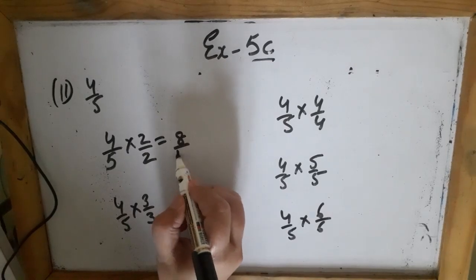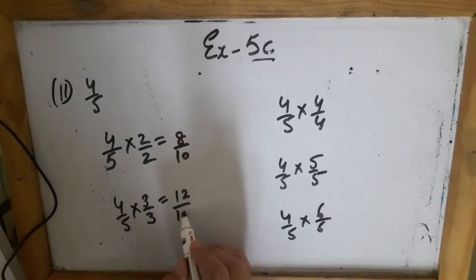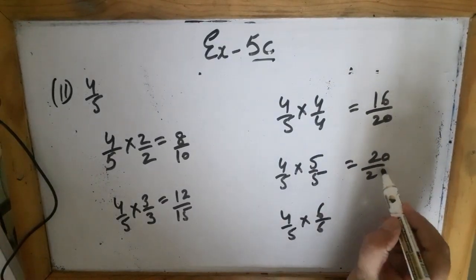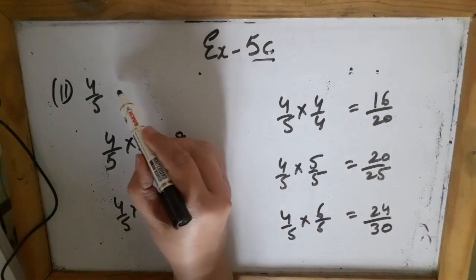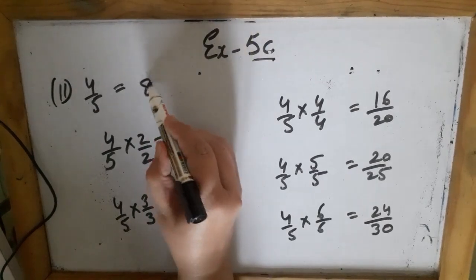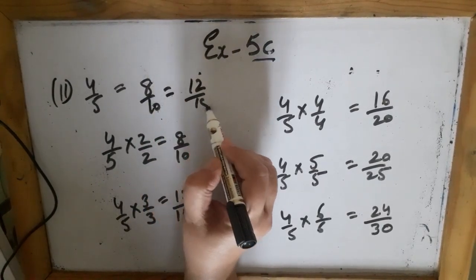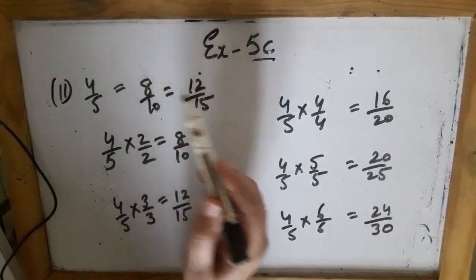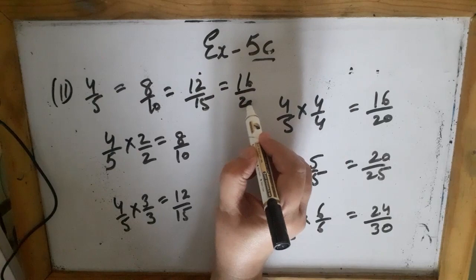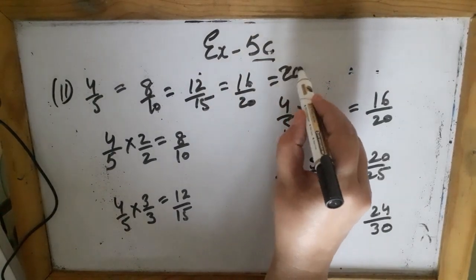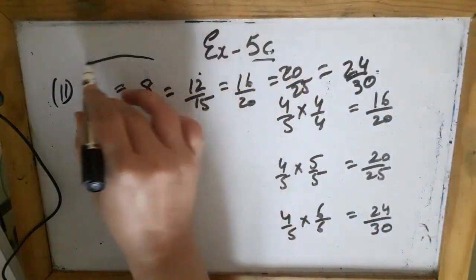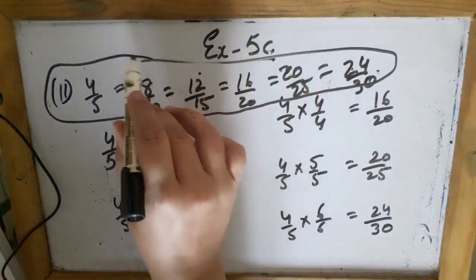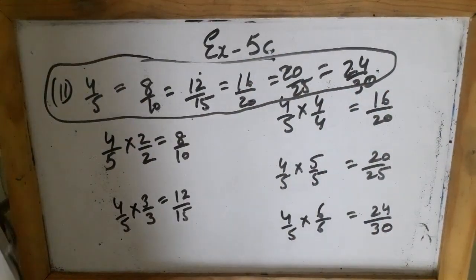4 2s are 8, 5 2s are 10, 4 3s are 12, 5 3s are 15, 4 4s are 16, 5 4s are 20, 4 5s are 20, 5 5s are 25, 4 6s are 24, 5 6s are 30. So what are the equivalent fractions of 4 by 5? It's 8 by 10, it's 12 by 15, equivalent fractions. That is why I'm putting the sign of equal to. Then 16 by 20, then 20 by 25, and then 24 by 30. So all these are equivalent to 4 by 5.